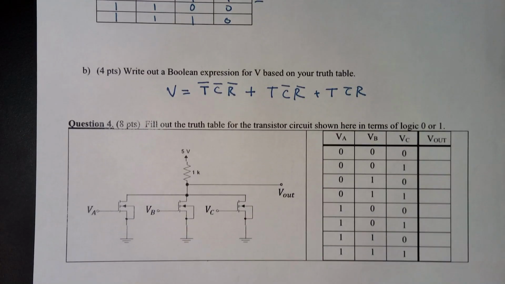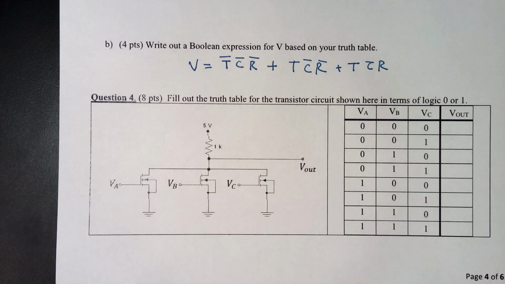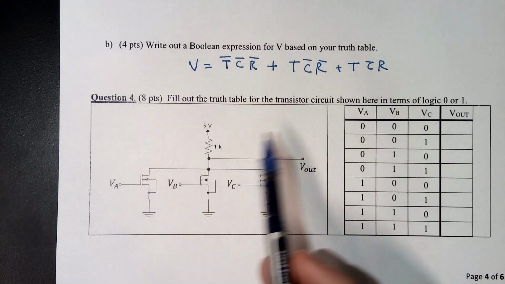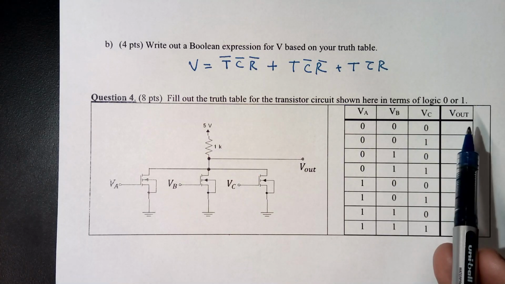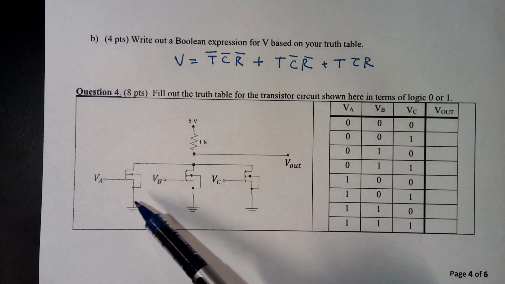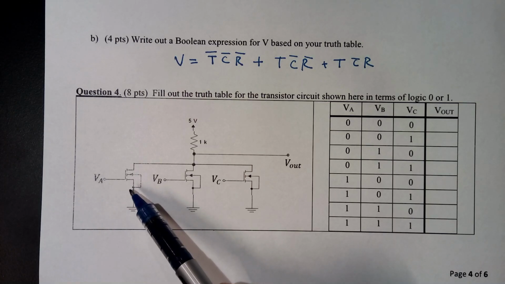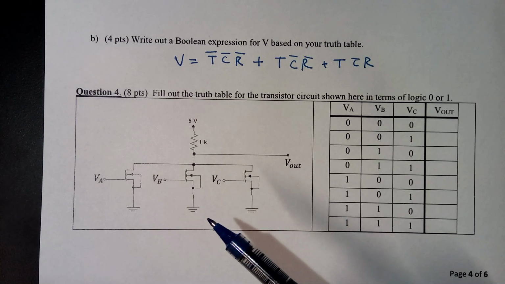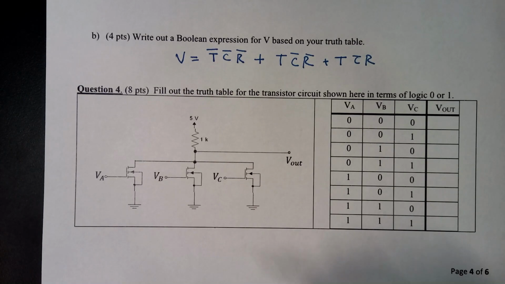So moving on to part number 4 here, since it's on the same page and it's heavily related, right? This is fill in the truth table for the transistor circuit shown here in terms of logic 0 or 1. So we look at the circuit and recall that when we have a 0 coming into that transistor, we are going to not include that transistor. We're basically going to leave that as a gap.